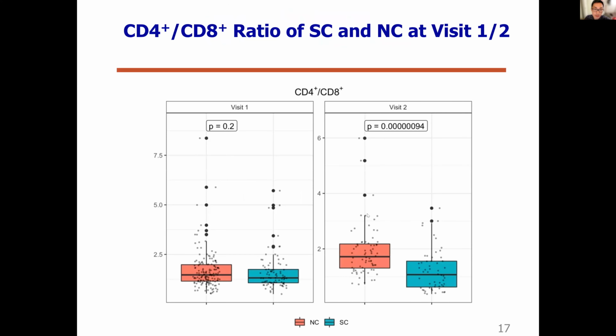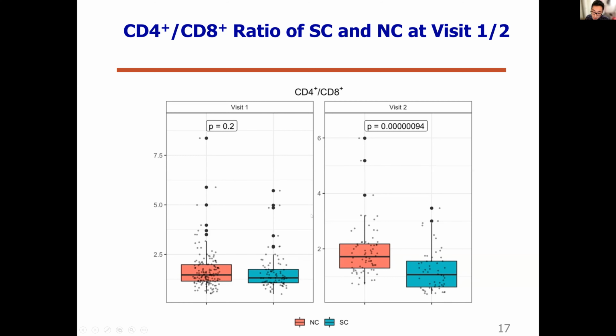If we look at the CD4-CD8 ratio of the SC and NC groups at both visit 1 and 2, we will see a clear pattern. At visit 1, there's no difference in the CD4-CD8 ratio, which is a well-known biomarker for inflammation. But at visit 2, we can see a statistically significant drop of the CD4-CD8 ratio. And this is well expected because these subjects got infected at visit 2.